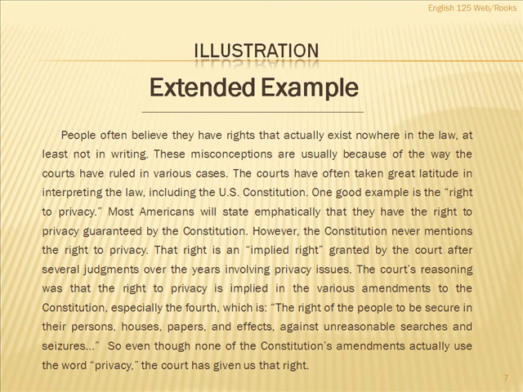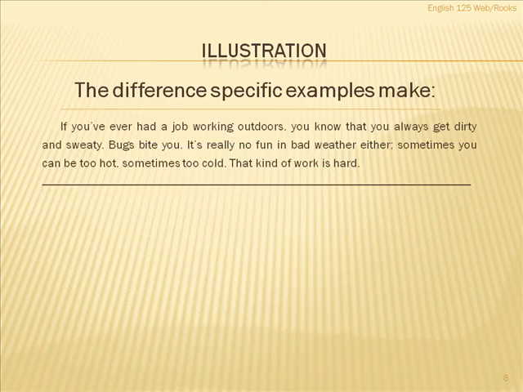Now you see here, the point or the topic of this paragraph is that people have rights that don't actually exist in writing. But the example is one long example about the specific right of privacy. This is an extended example, one example extended over the length of a paragraph. Now, let's look at what difference specific examples make.